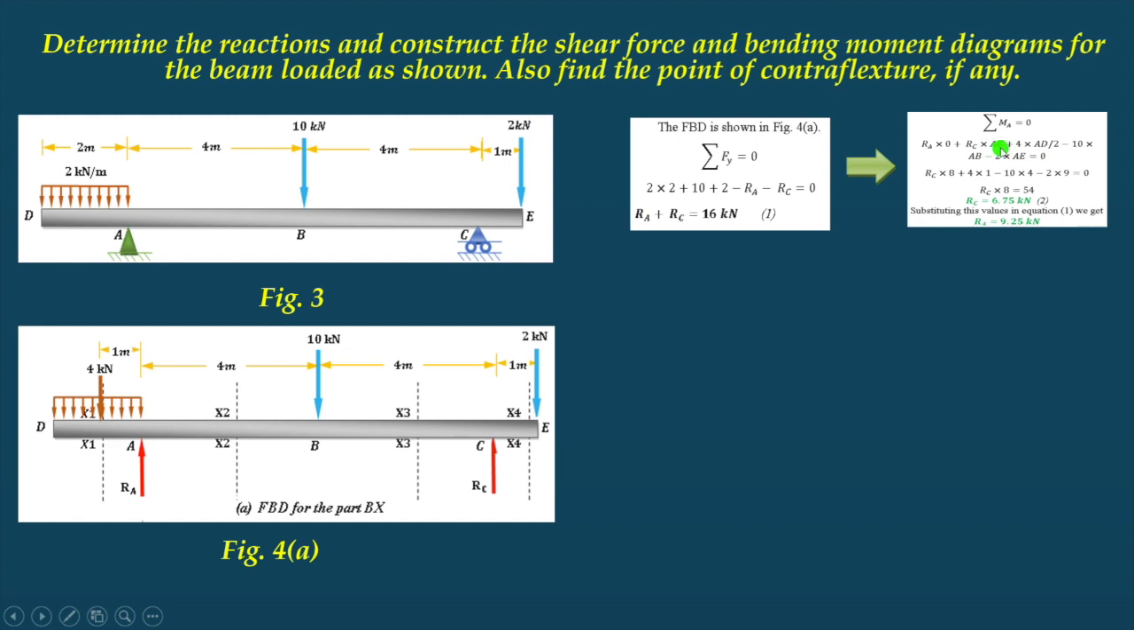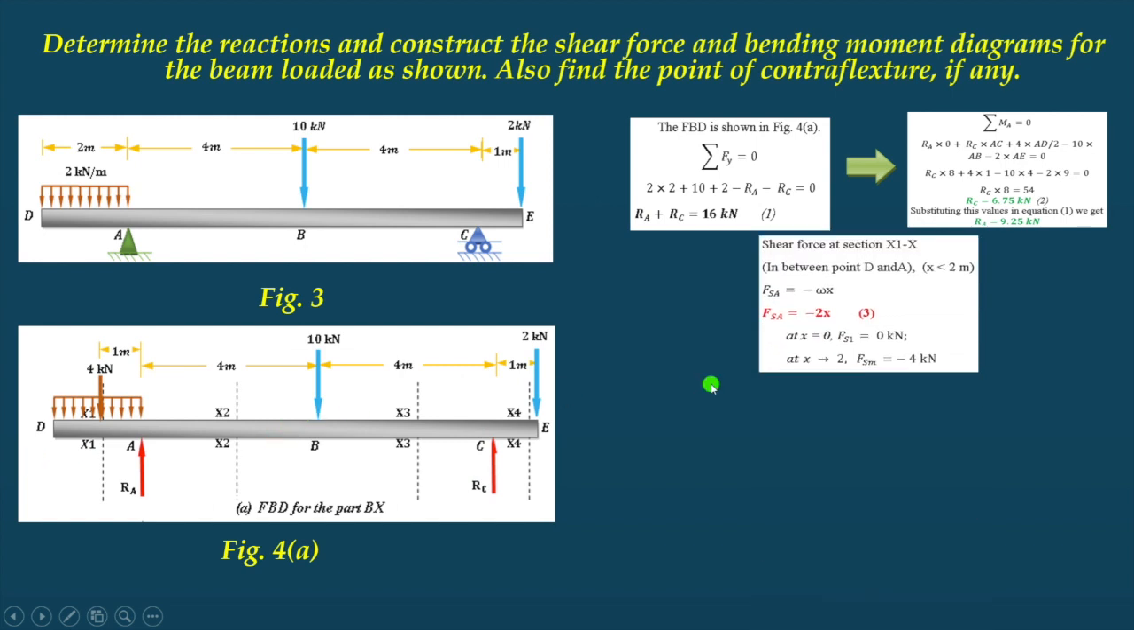Now, substituting the value of AC, AB and all this, we are getting Rc equals to 6.75 kilonewton. Substituting this value in equation 1, we are getting the value of Ra. So, now, all the forces working on the beam are known to us. What are the forces? The distributed force, 2 point loads and 2 reaction forces. Now we have to find out the shear force. Okay, what is the shear force now?